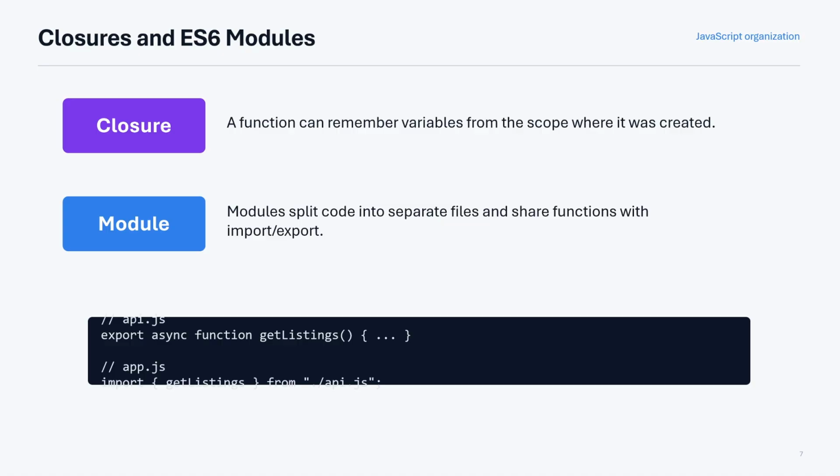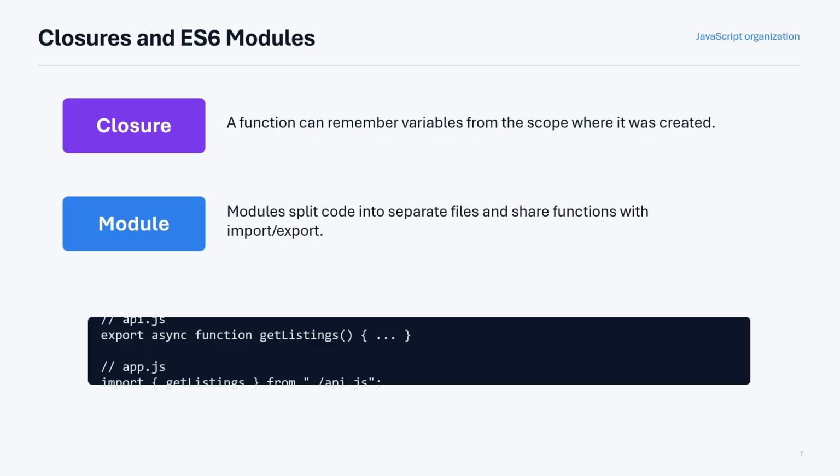So as a JavaScript project gets bigger, we need better ways to organize the code. A closure means that a function can remember variables from the place where it was created. This is useful when a function runs later. For example, an event handler can still remember information that was available when we created it.